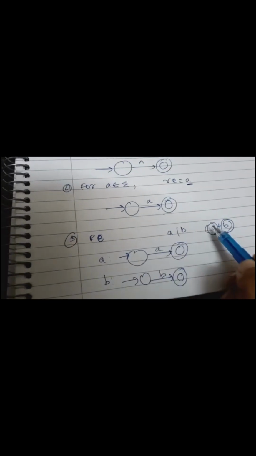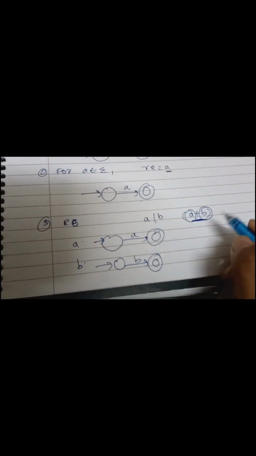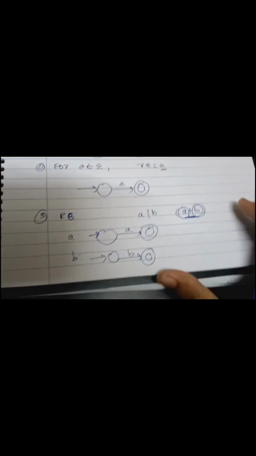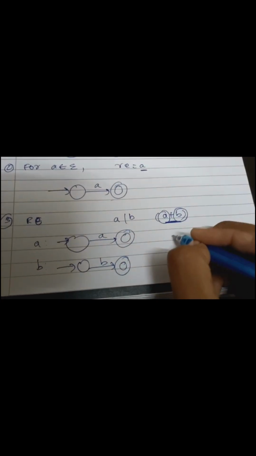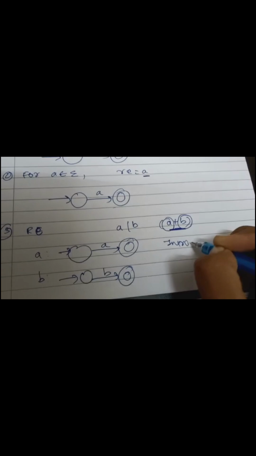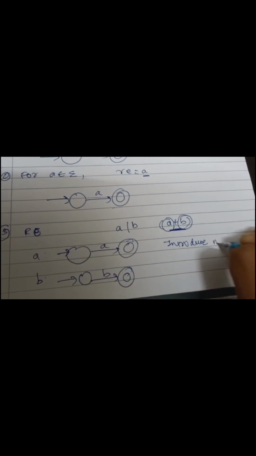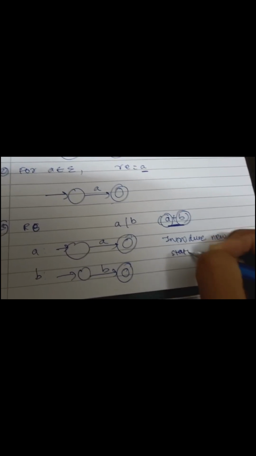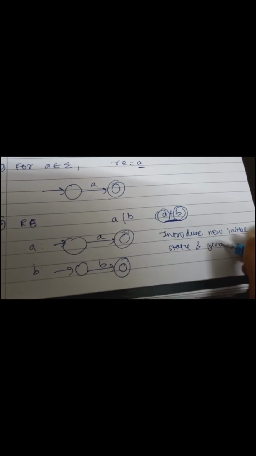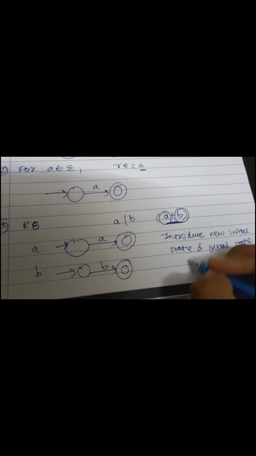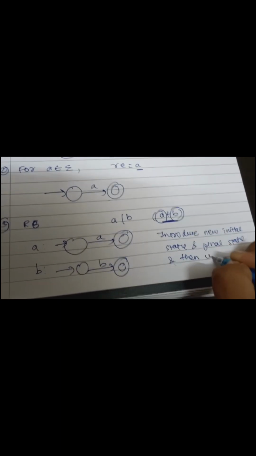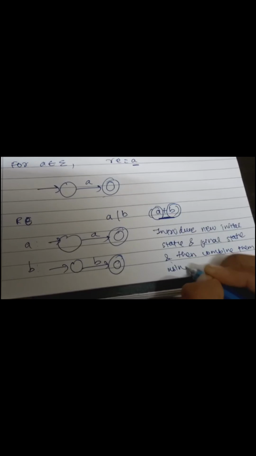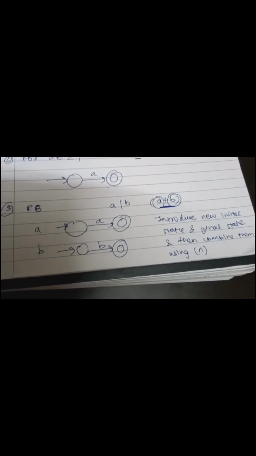Now, upon doing this union or addition, or whatever you say, the Thompson rule states that you need to introduce a new initial state and final state, and then combine them using the null operator, that is this.